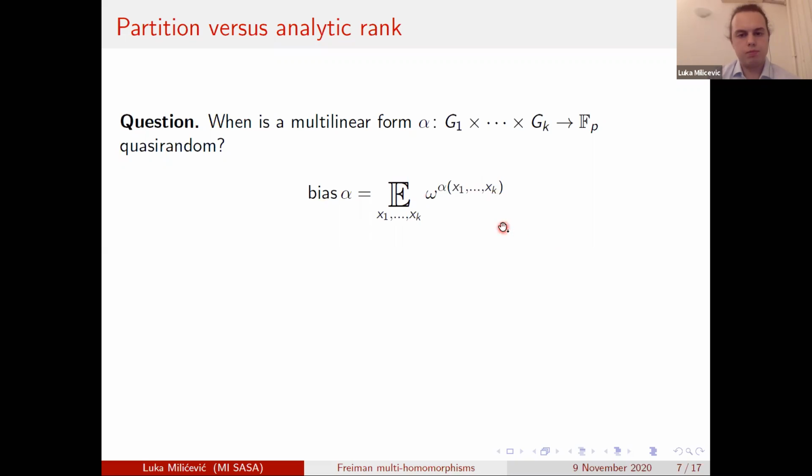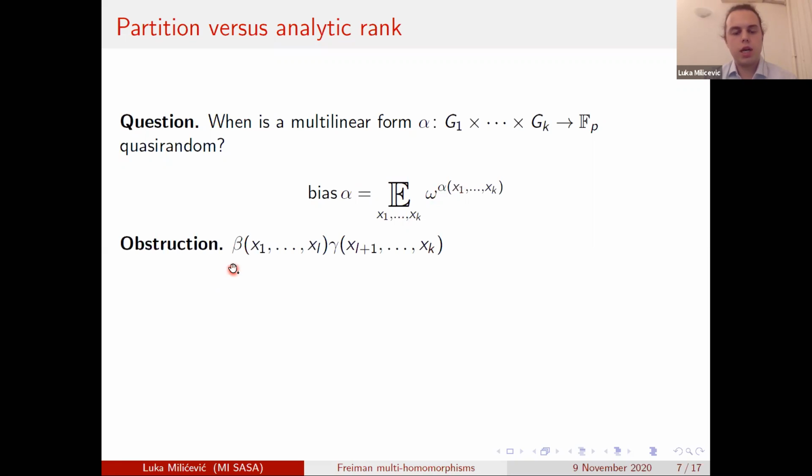And now, on the other hand, let's just say explicitly, bias is small. So let's put it this way: if your distribution is uniform, bias is small, and vice versa. All right, so now we can think about the obstructions to being quasi-random, or in other words, can we find an example of alpha such that this bias is large? And there is a very simple example.